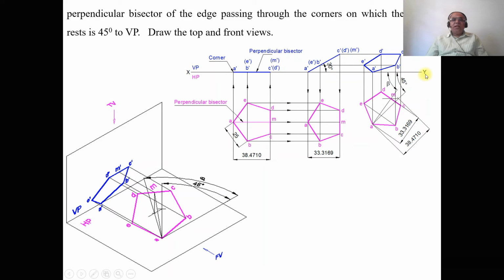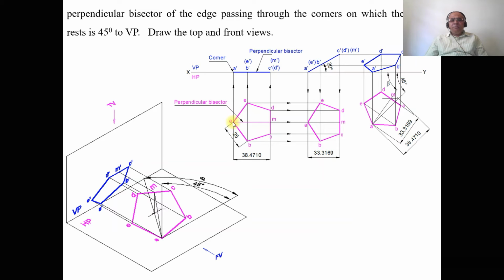So once you draw this inclined line, as we know that it is the true inclination line, and then you take the true length of the perpendicular bisector. So which is the true length of the perpendicular bisector? From the compass you measure the distance between AM. So you measure the length by using the compass.